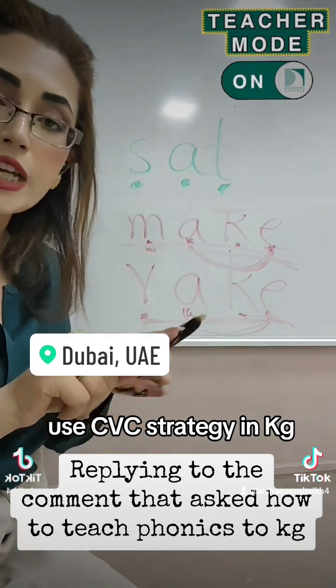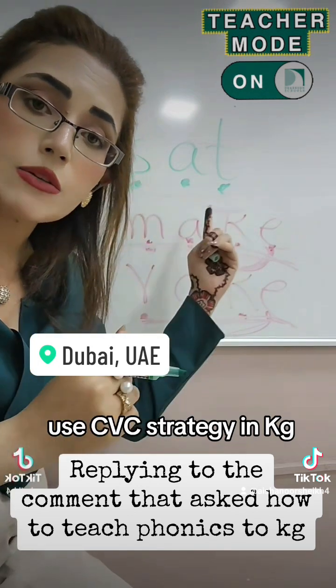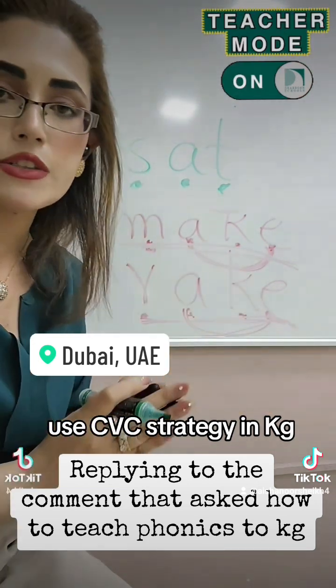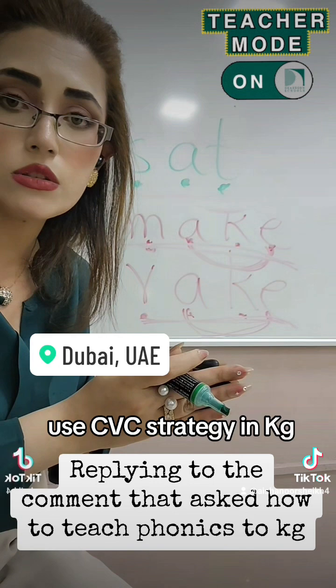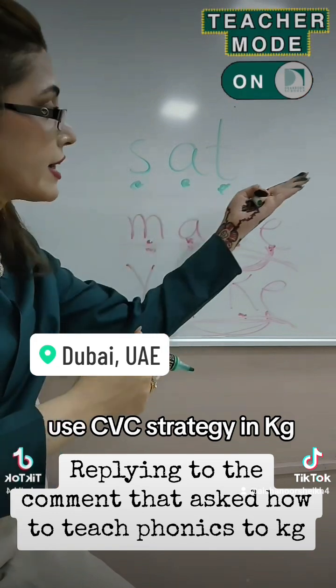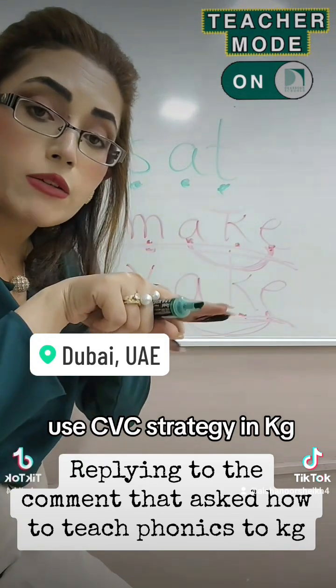The number of sounds is equivalent to the number of letters in the word. This is what we do with kids who are entering school for the first time. They are 4 years old, 4 years or 5 years, okay? So that's their level.